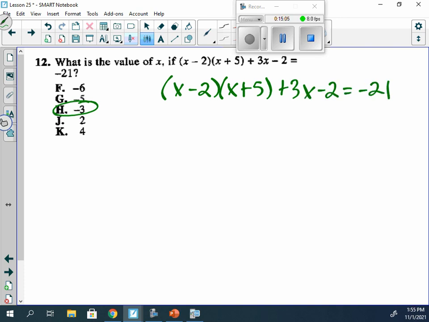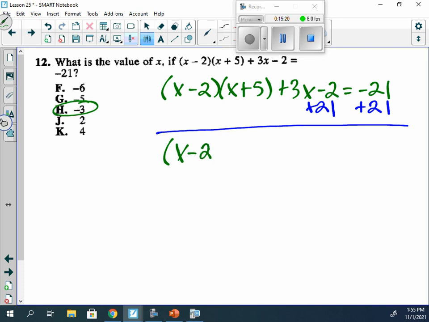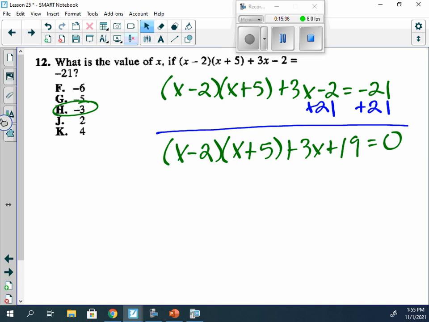Now, we can still solve this in the graphing calculator, and it doesn't take a whole lot of steps. Because whenever we want to solve something in the graphing calculator, we need the thing equal to what? So we can add 21 to both sides, which tells us that we have (x - 2)(x + 5) + 3x + 19 is equal to 0. We don't have to do any of the distributive property, because the calculator will take care of it for us.